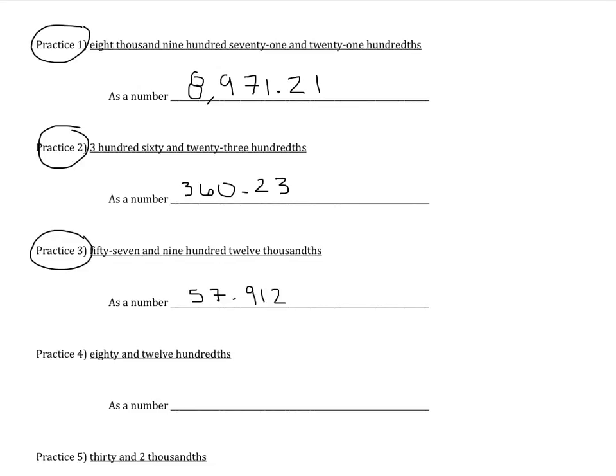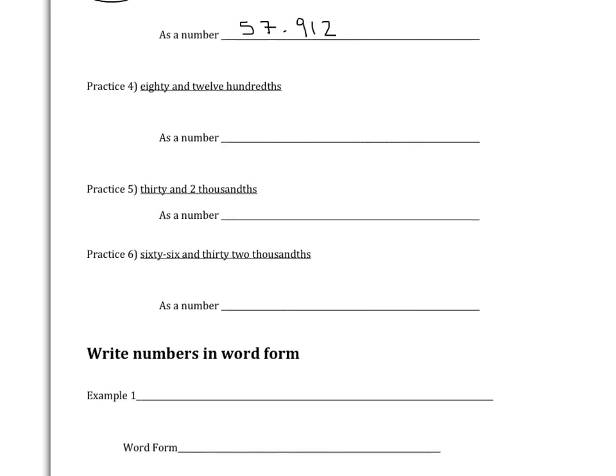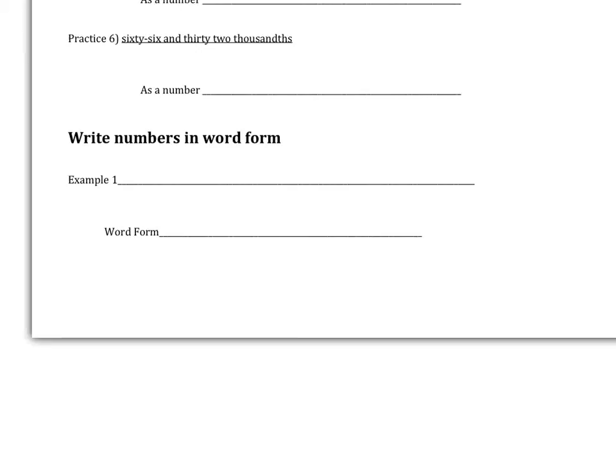So that's how we go from words to numbers. Next, we're going to talk about how do you go from numbers to words. So we're going to skip over these practices. We'll go over those in class. I'm going to come down to where it says write numbers in word form. So our first example is, let's say that we had something like 32.65. How would we write that in word form?